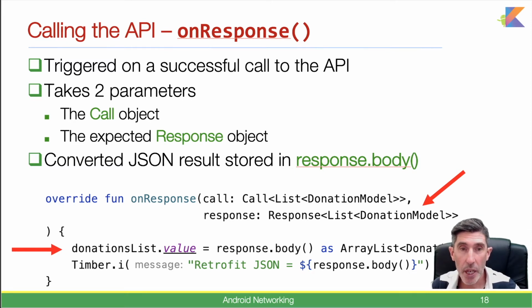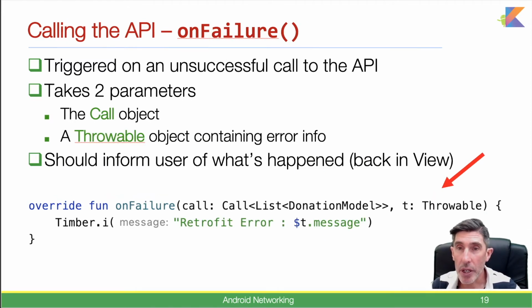It's successful. onFailure is triggered, as I said, on an unsuccessful call, and takes two parameters, again a call and a throwable, and you can examine that throwable object to get some extra information about what might have happened. So you could dump it out into some kind of an error log. You could maybe even display it back to the user, and they could pass that on to you.